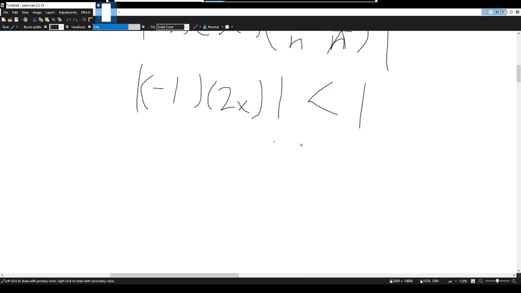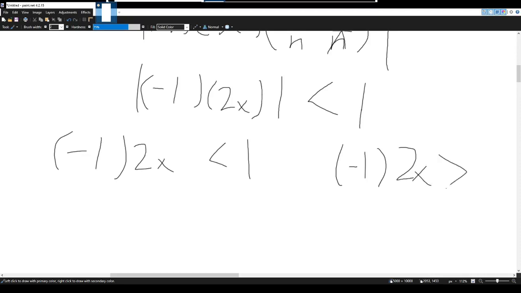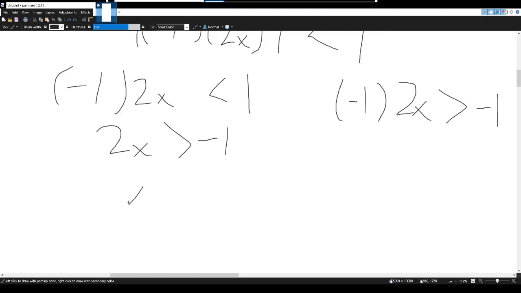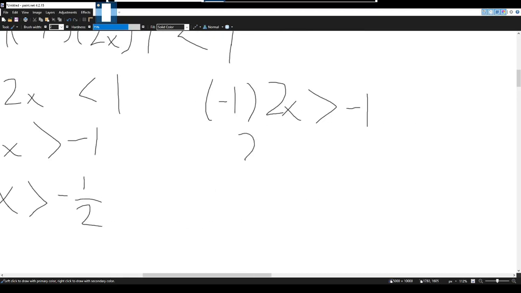And so for absolute value things, you split them up. So you get rid of the absolute value and split them up. So you have -1 times 2x is less than 1, and then you have -1 times 2x is greater than negative 1. Then divide by negative 1: 2x is greater than negative 1. Remember, when you divide or multiply by a negative, you have to switch the sign. And then you have x is greater than negative 1/2. And same thing here: 2x, switch the sign, 1, and you have x is less than 1/2.